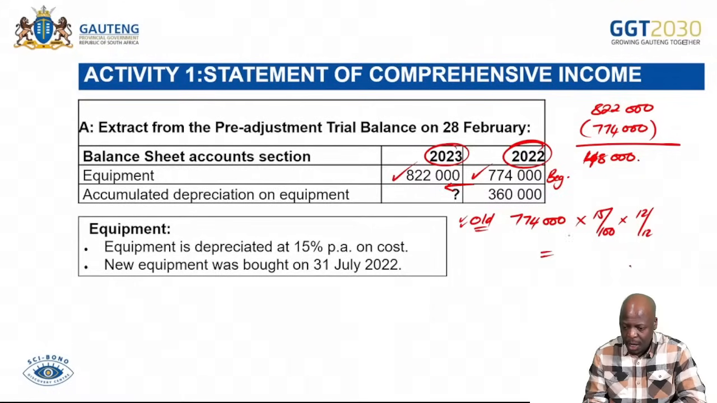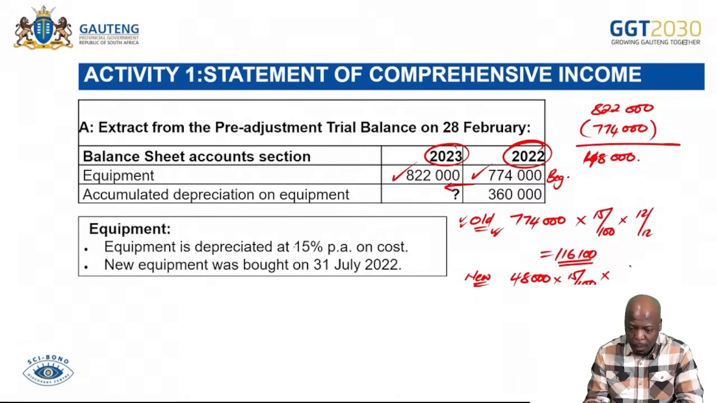I need depreciation. I'm saying it is 774 times 15 over 100 times 12 over 12. Okay, so I get 116,100. This is my depreciation for my old. And then I'm going to come now and calculate for the new. For the new one, remember, it is your 48,000 here. 48,000 multiplied by 15 over 100.